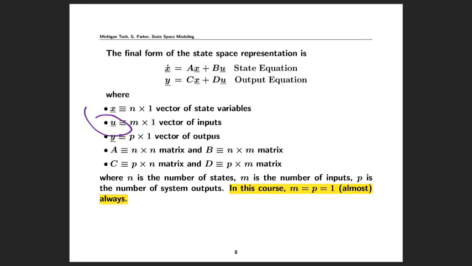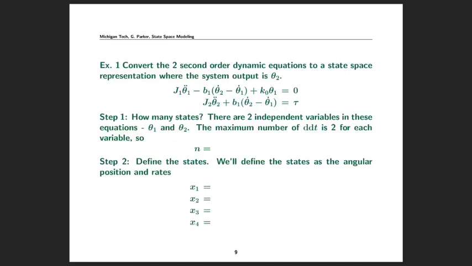There's m inputs over here. Then B is n by m, not a square matrix. C is not in general a square matrix, and neither is D. A is the only matrix that is guaranteed to be square each and every time. For what we do, most of the time, the size of the input is going to be 1, and the size of the output is going to be 1. So M and P are equal to 1, so a lot of vectors instead of matrices.